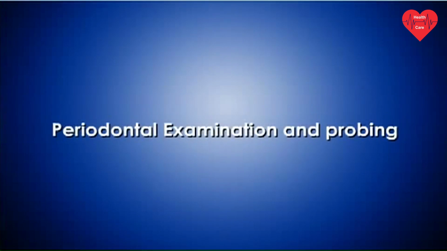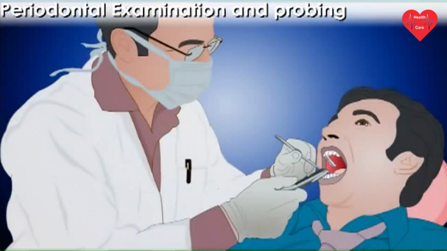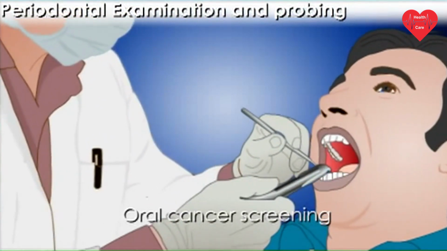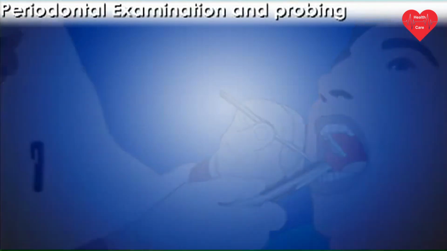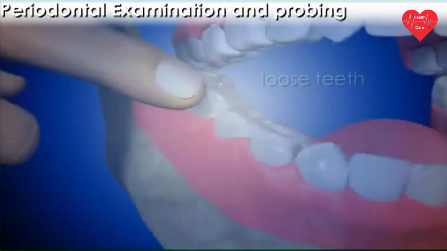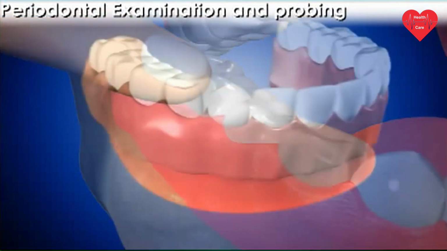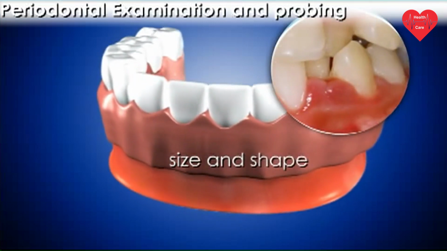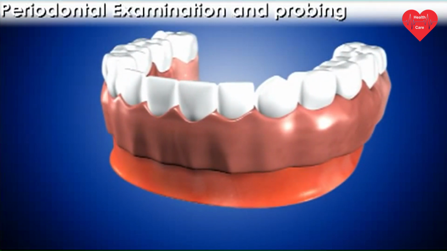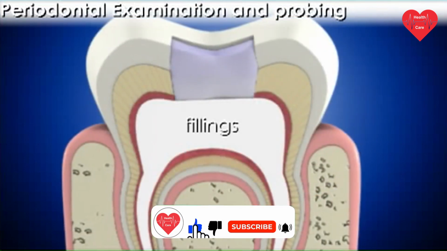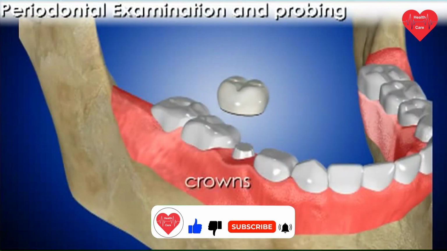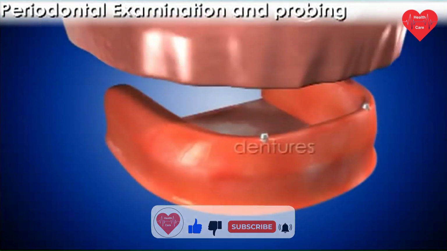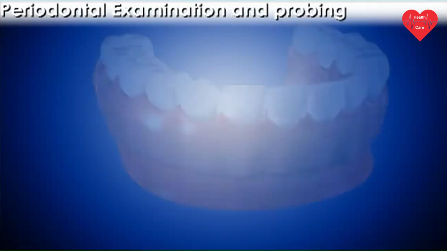Periodontal examination and probing. In a periodontal examination, your dentist will do an oral cancer screening of the inner teeth or tongue, check for missing or loose teeth, and examine the color, texture, size and shape of your gums. They will also check the condition of any restorations such as fillings, crowns, bridges, dentures or implants.